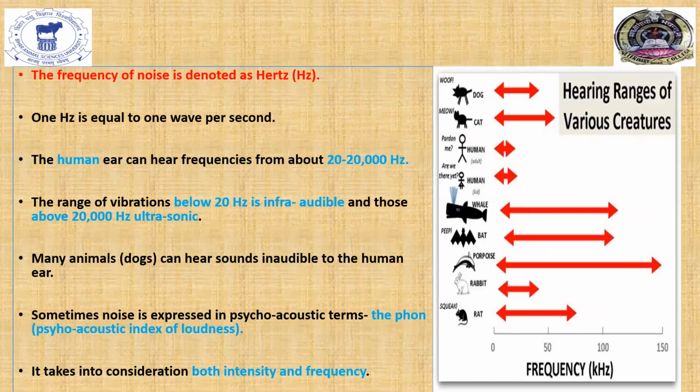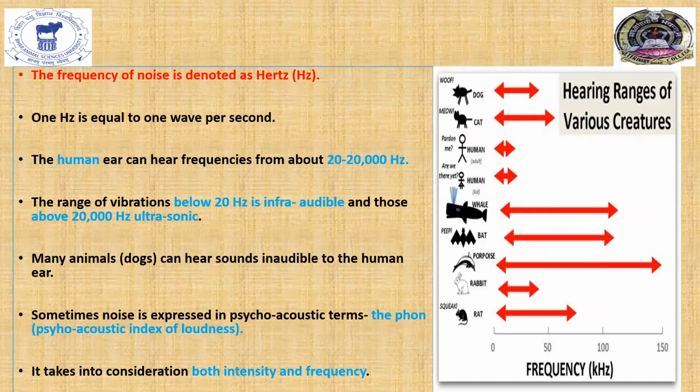1 hertz is equal to 1 wave per second, and the human ear has a hearing frequency from 20 to 20,000 hertz. Generally, as we know, below 20 hertz it is called infra-audible noise, and above 20,000 hertz it is called ultrasonic sound.